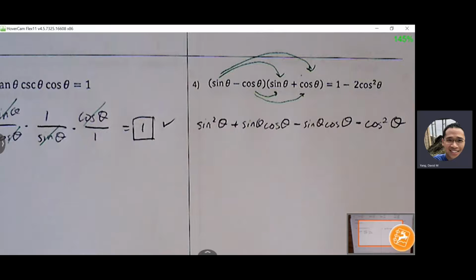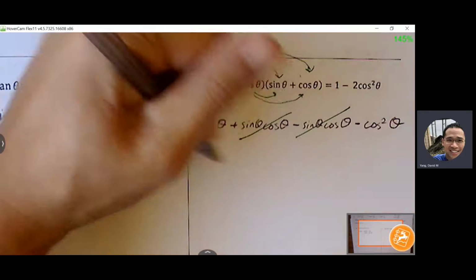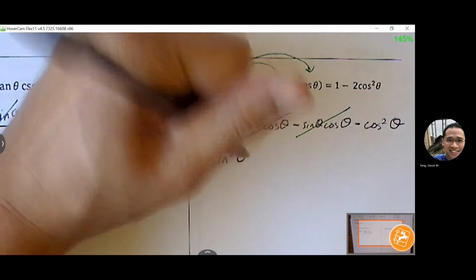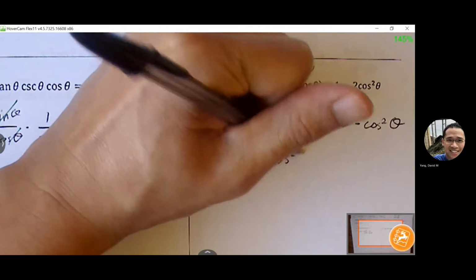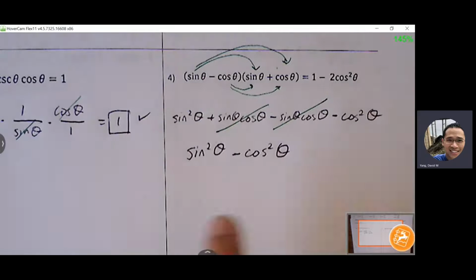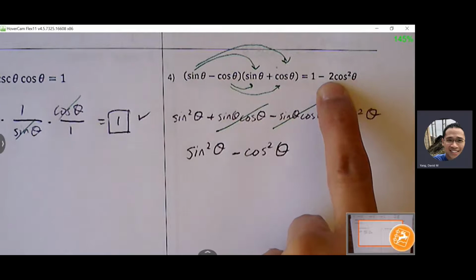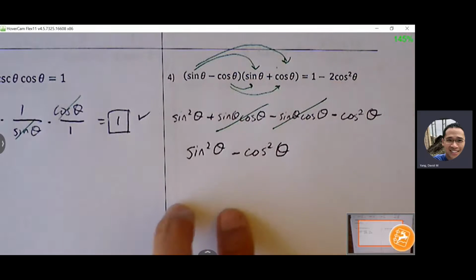Okay, is everybody okay with the expanded version? Okay, good. What do you guys see? Cancels. Let's see what we have left. Okay, maybe you're looking at that and saying, well, I don't think there's an identity for sine squared minus cosine squared. But this is where you want to look at your goal, right? You want to get to 1 minus cosine squared theta. So how can you let that guide your next step?